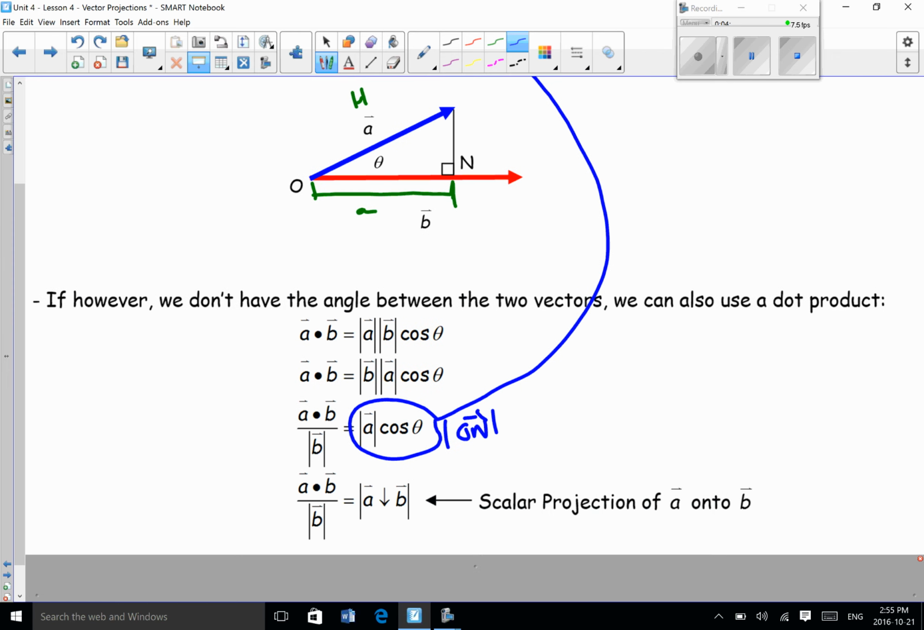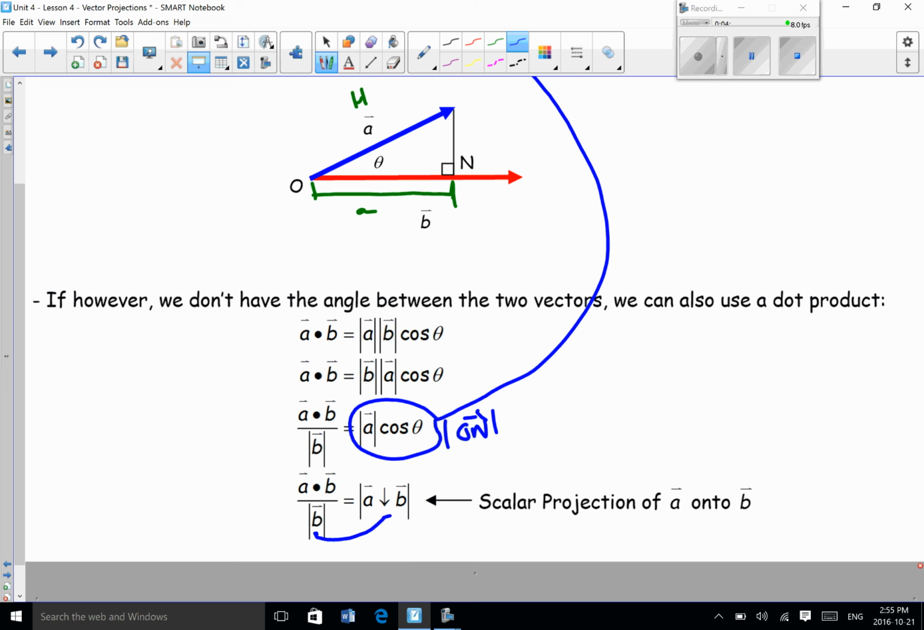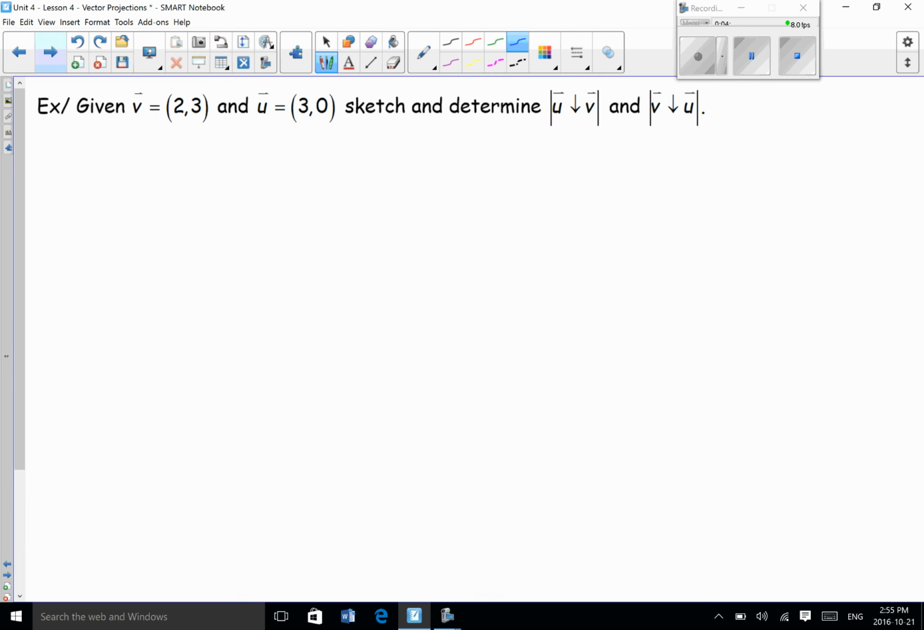Right, so there's how we developed a formula for a scalar projection of A onto B. Notice that the B is on the bottom, and it's the second letter. And so if I wanted to do B onto A, it'd be the same dot product, but it would be over A.